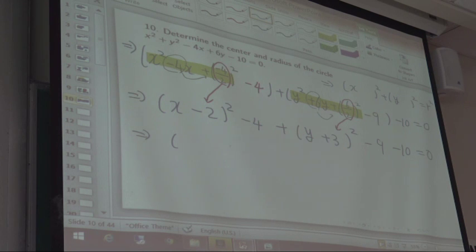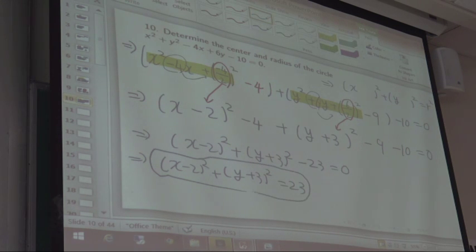So if I rearrange this, it is x minus 2 squared plus y plus 3 squared, and negative 4, negative 9, and negative 10, which is negative 23. And move negative 23 to the right hand side. So x minus 2 squared plus y plus 3 squared equals 23. So that is the equation for the circle in a very nice format.